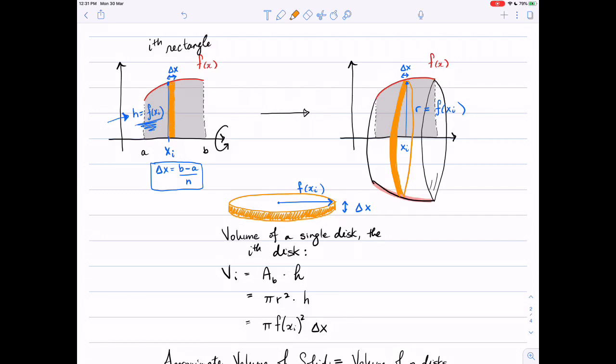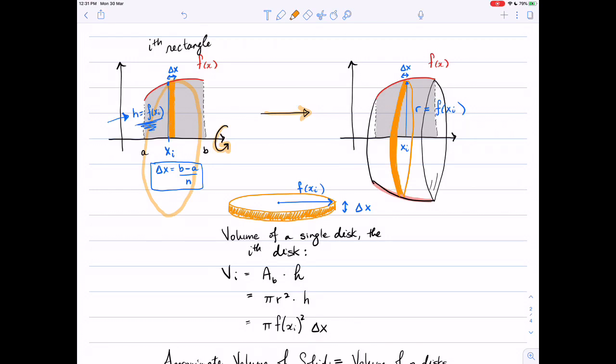And if we imagine that rectangle being spun, revolved around the x-axis with the rest of the region, what does that one rectangle create? If that one rectangle is spun around and then comes back to its original position, what does it create? It creates a disk. So that single rectangle creates a single disk.